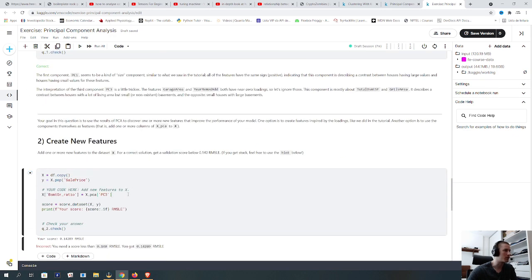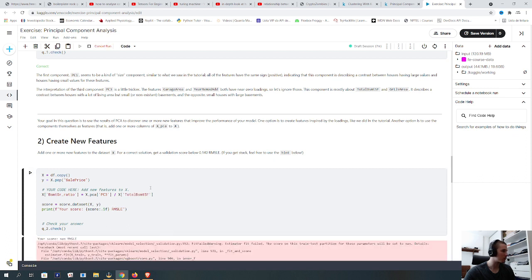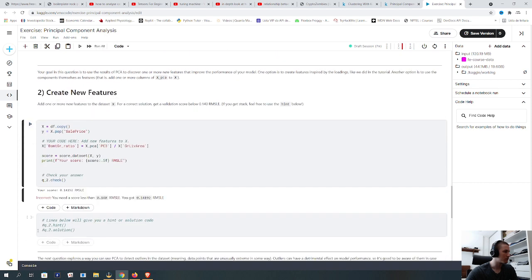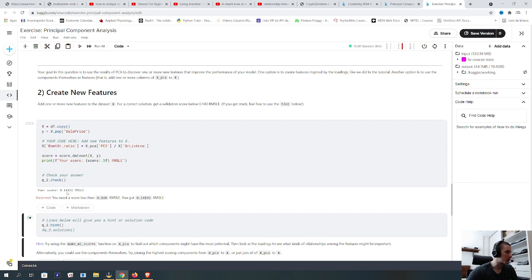Maybe one divided by the other. This doesn't work. I'm just going to look at the hint or the solution. Probably the hint first. At least this is closer than the other ones I got.